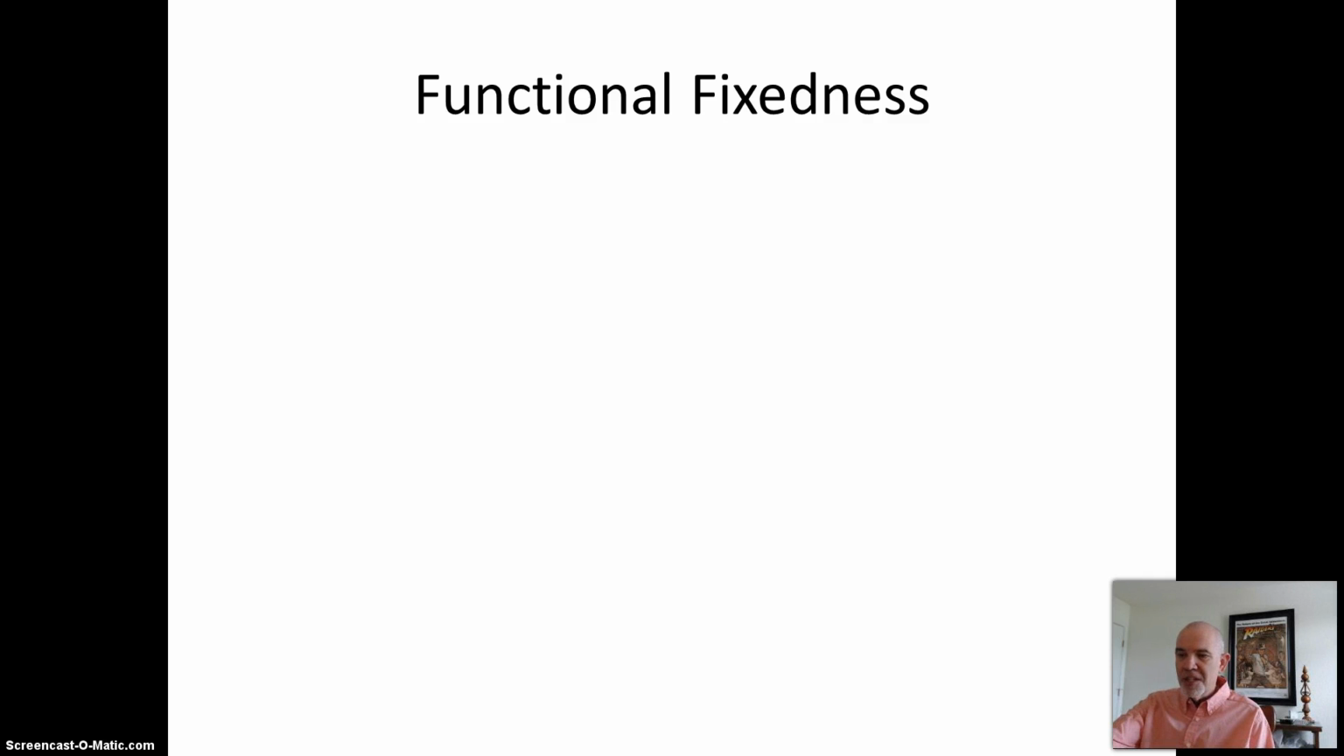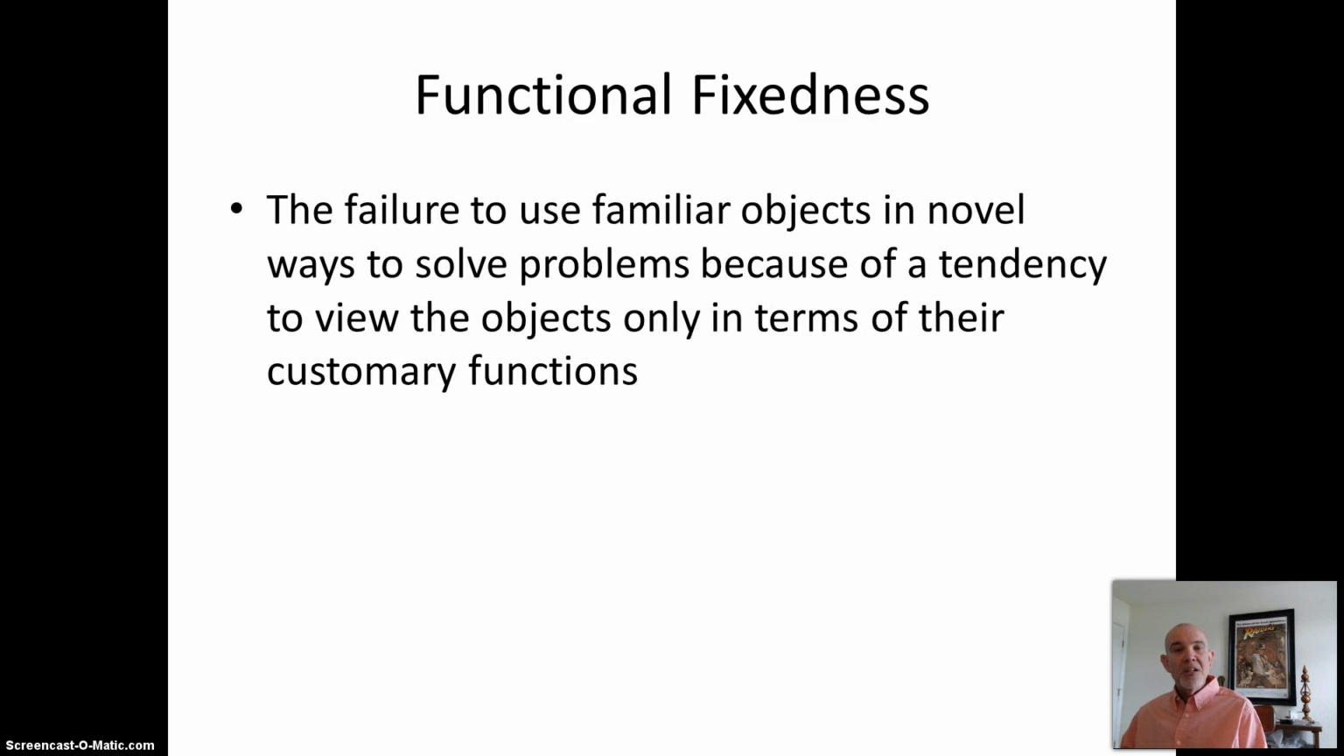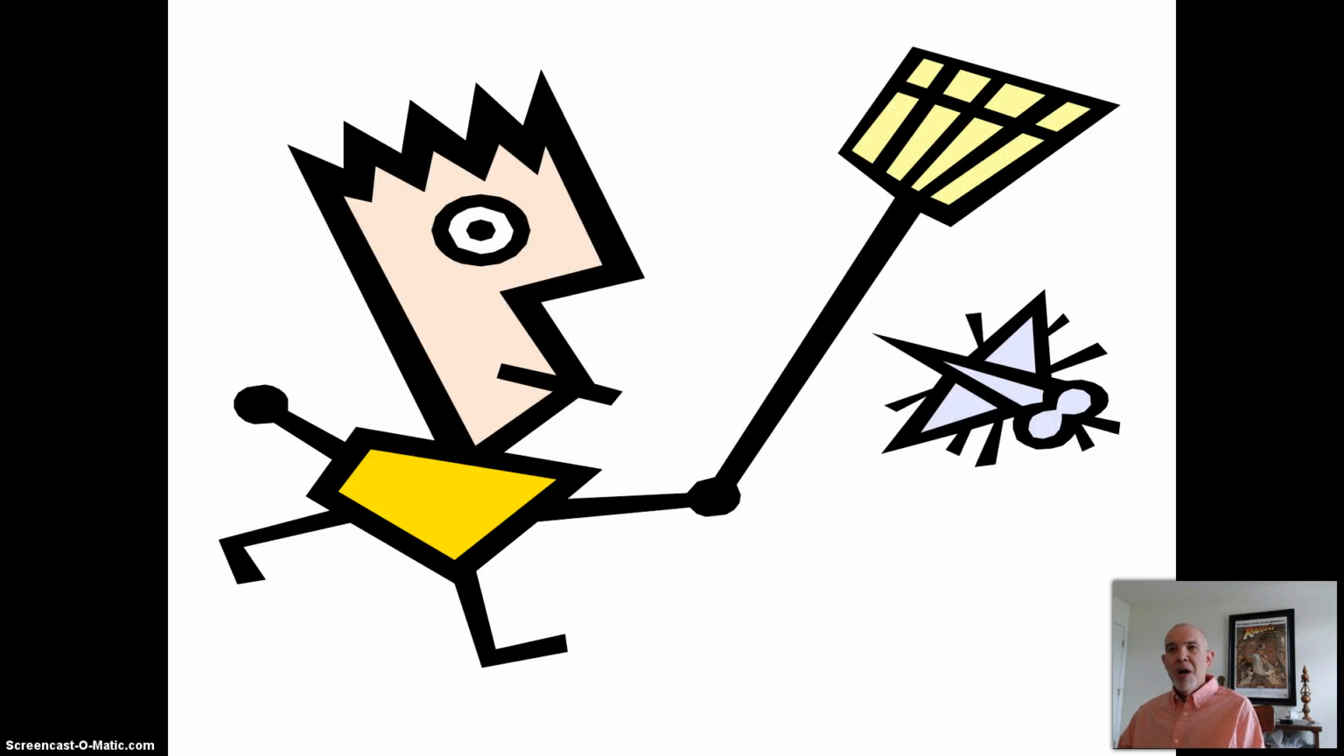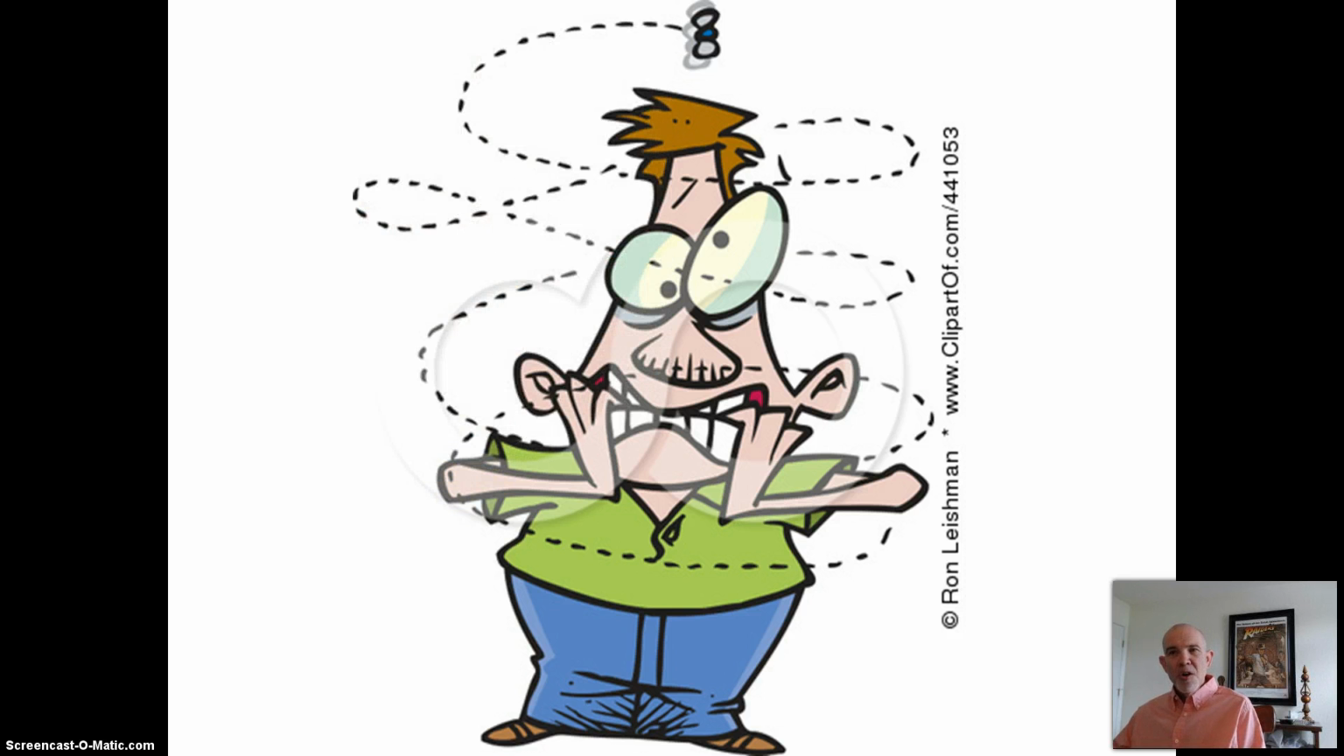A difficulty in decision making and problem solving that occasionally surfaces is called functional fixedness. And we're going to define that as the failure to use familiar objects in novel ways to solve problems because of a tendency to view those objects only in terms of their customary functions. And here's an example that I think we can all relate to. The problem is you're bothered by a pesky fly, but you have no fly swatter, unlike our picture here. If you're overwhelmed with functional fixedness, you might just stand there and say, woe is me.